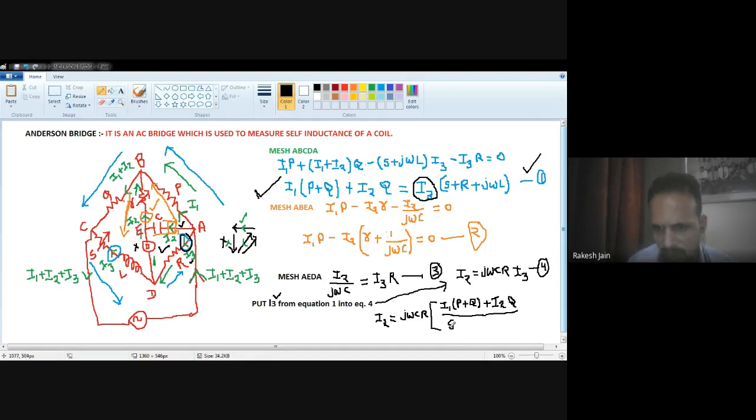So now I1 P plus Q plus I2 Q. Now this I2 will be multiplied by the right hand side S plus R plus j omega L, divided by I1 P plus Q plus I2 Q, that is equal to j omega C R I1 P, S plus R plus j omega L multiplied by I2 divided by j omega C.